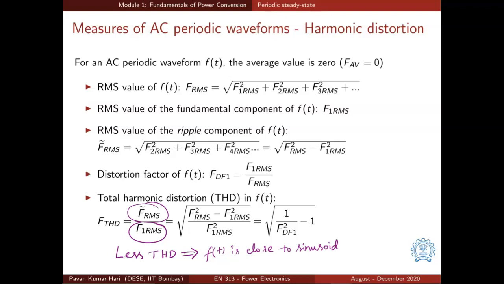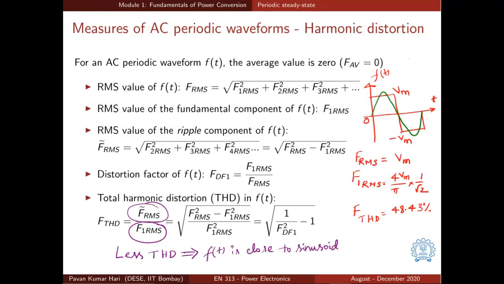The numerator in THD, F tilde RMS, can be calculated by subtracting the mean square value of the fundamental component, that is F1 RMS square, from the total mean square, that is F RMS square. So the THD can also be related to the distortion factor FDF1 as shown here. THD is equal to the square root of 1 by FDF1 square minus 1.